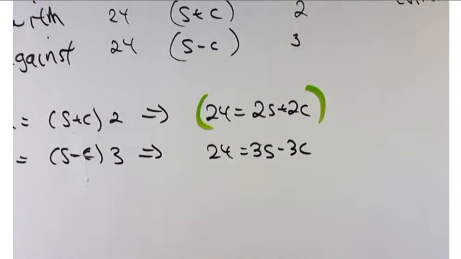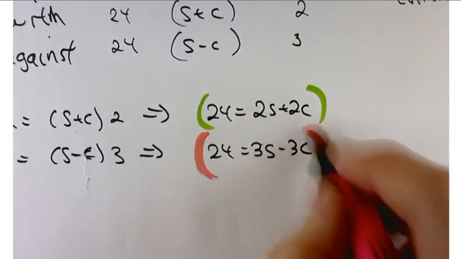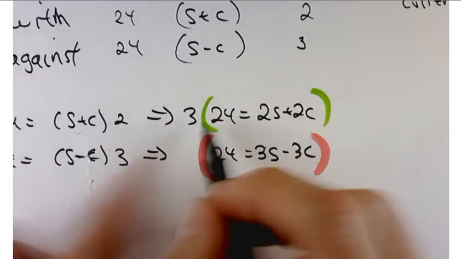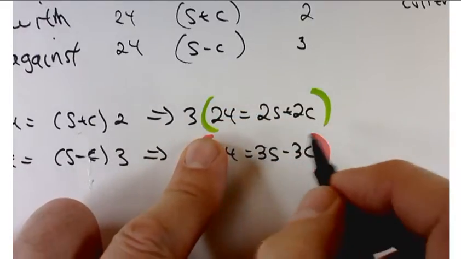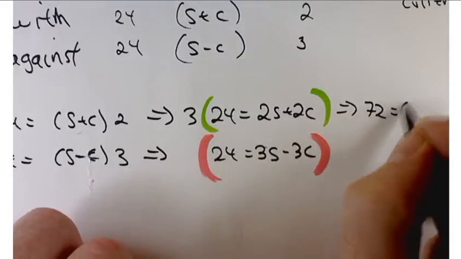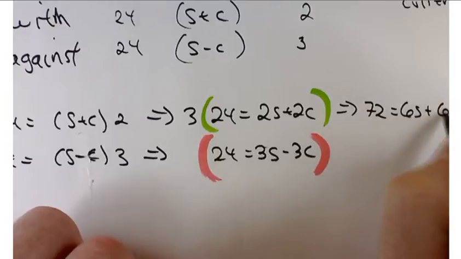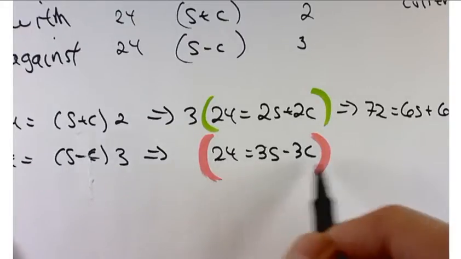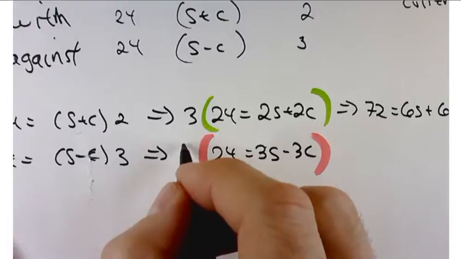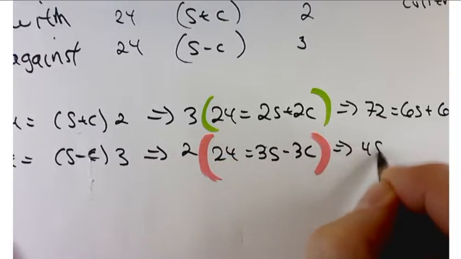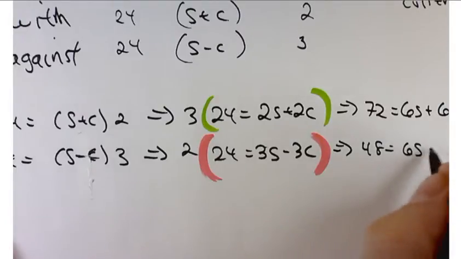These are already opposite in sign, so here's what I'll do. I'll multiply the top equation by 3. Why am I multiplying the top one by 3? Well, because I want to get that least common multiple. So that's going to be 72 equals 6S plus 6C. What should I multiply by on the bottom one? By 2. So that's going to give me 48 equals 6S minus 6C.